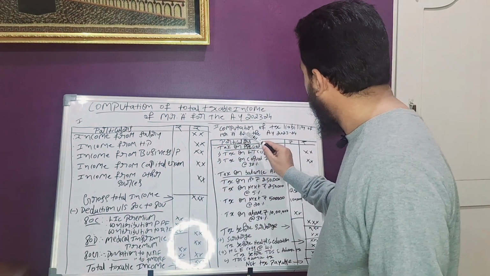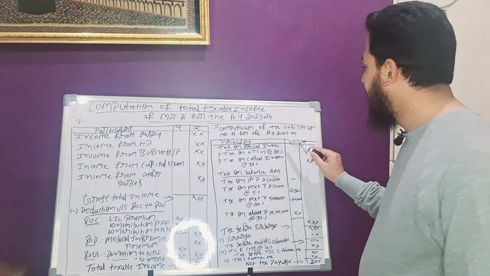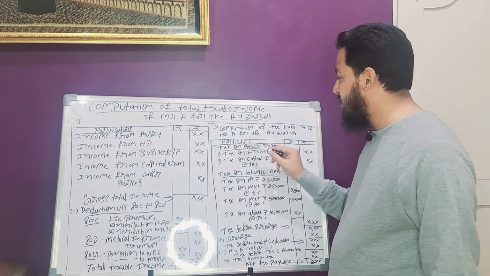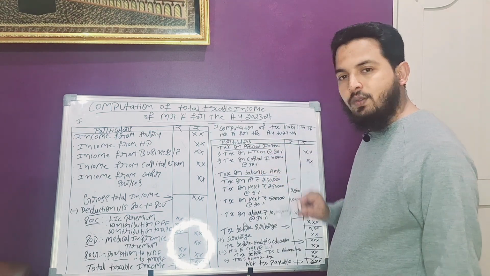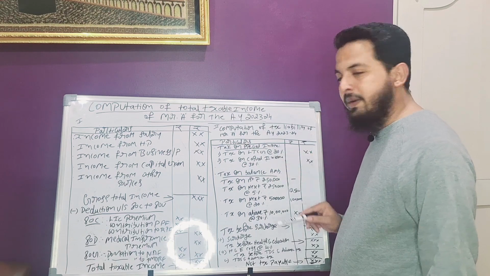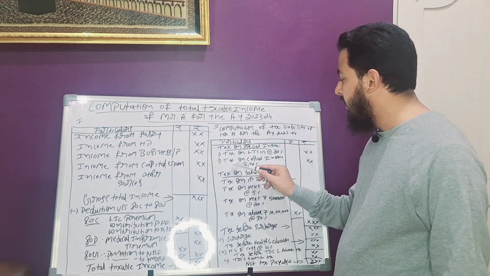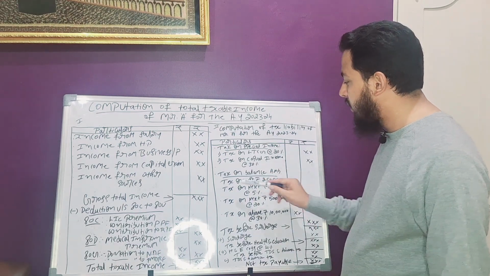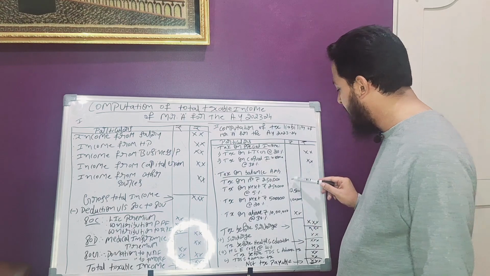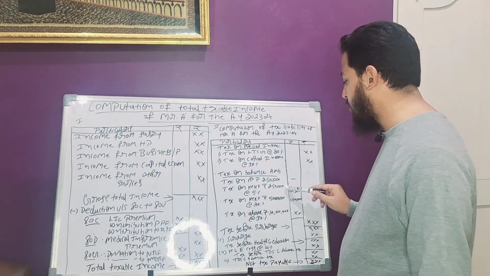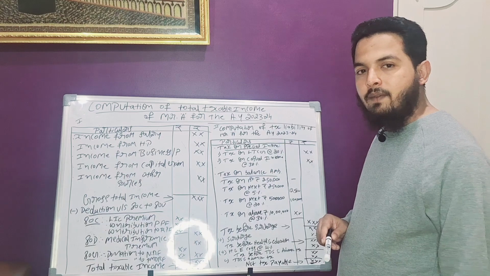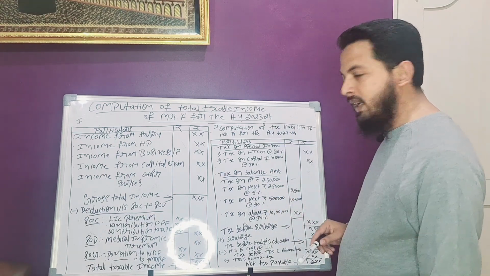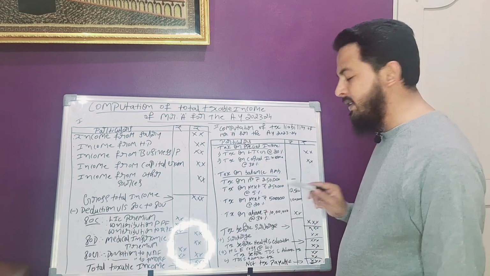Now the second format, computation of tax liability of Mr. A for the assessment year 23-24. Particulars, amount. Tax on special items or special incomes. First, tax on LTCG, long term capital gain, at 20%. Then tax on casual income at 30%. Then tax on balance amount: tax on first rupees 2,50,000 nil. Then tax on next rupees 2,50,000 at 5%, rupees 12,500. Tax on next rupees 5 lakh at 20%, rupees 1 lakh. Now tax on above 10 lakh at 30%.